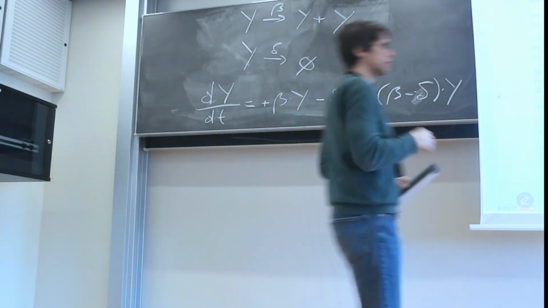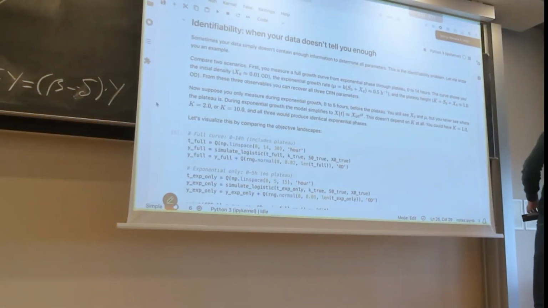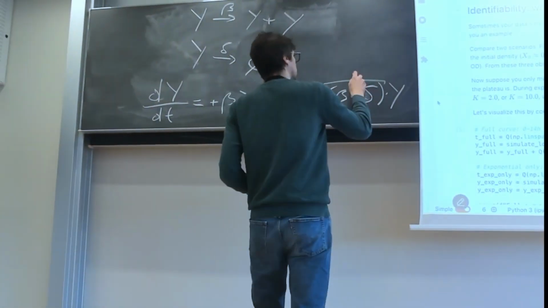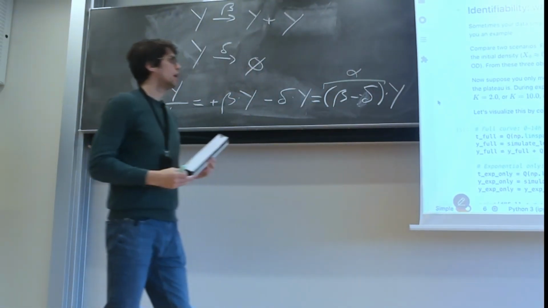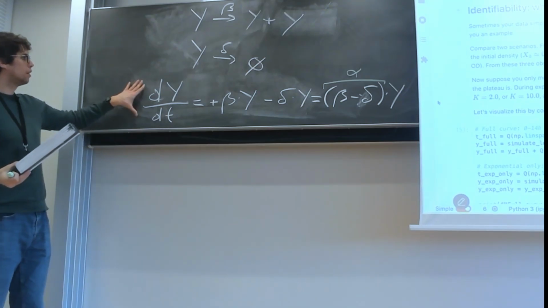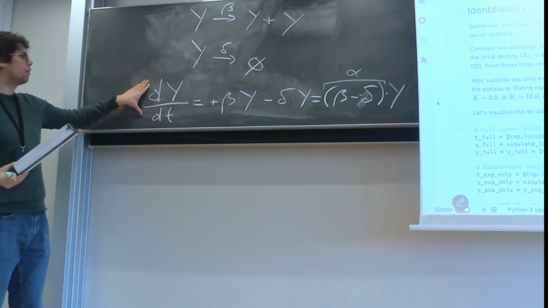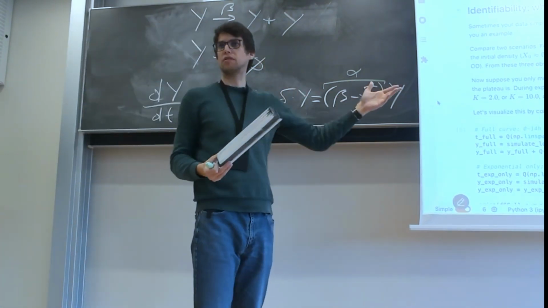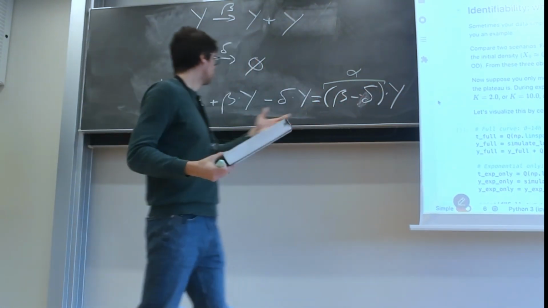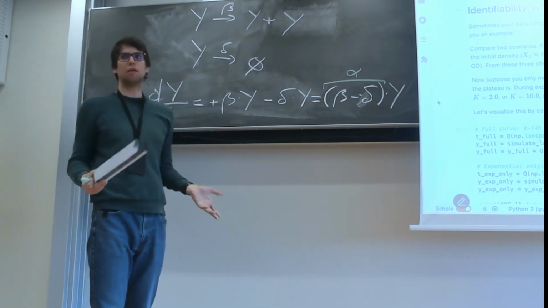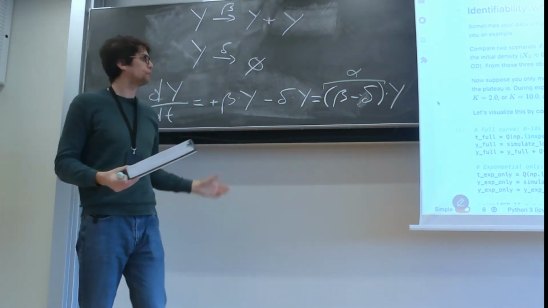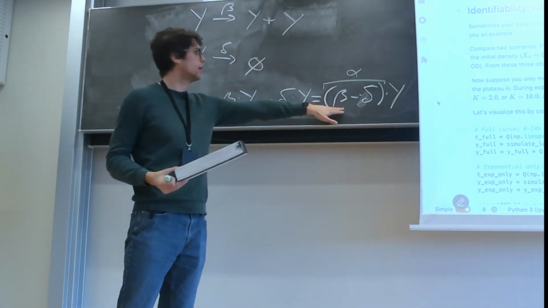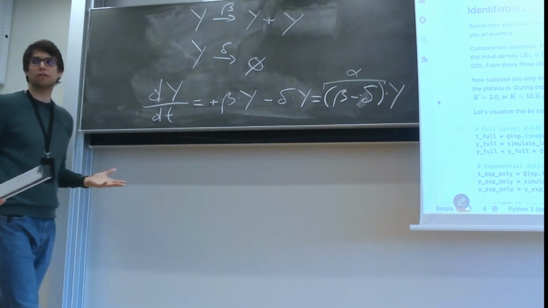Because we can call this difference anything we want, right? Let's call this alpha. Then we see that the behavior of the solutions of this ODE only depends on alpha, only depends on the difference. But you can trade one for the other. You can increase beta and delta at the same time by 2, and it stays the same. So this is a case where clearly beta and delta are not identifiable.